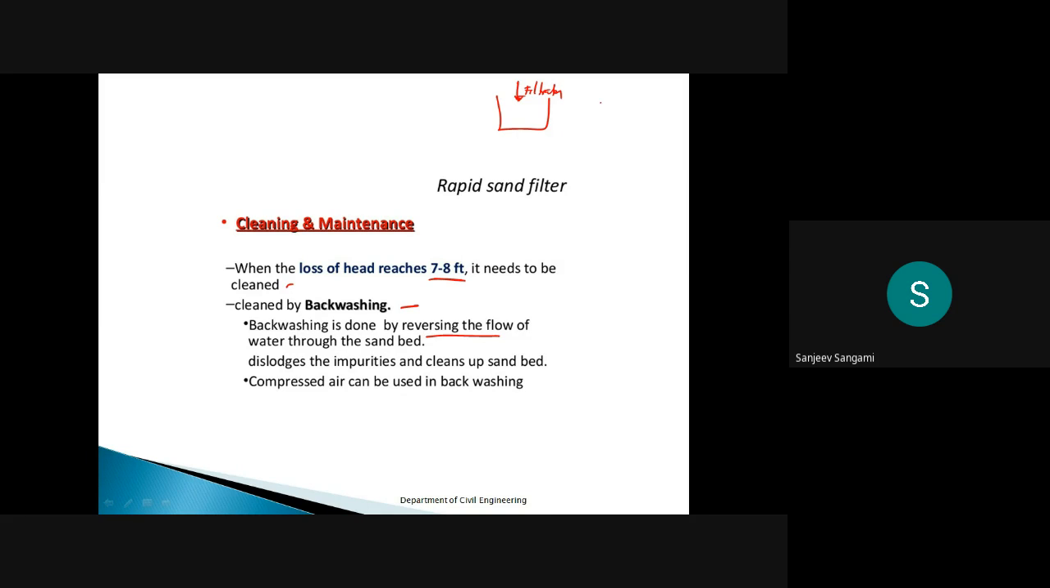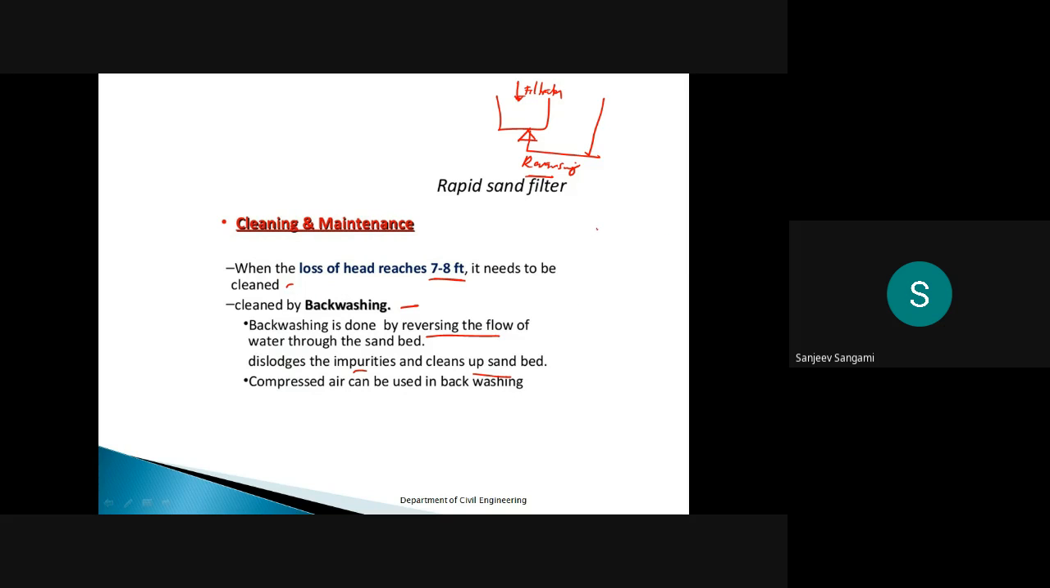And what will happen when you are doing the backwashing? This is the direction. So, reversing the flow, it will dislodge the impurities and clean up the sand bed. Sometimes compressed air can also be used in backwashing.